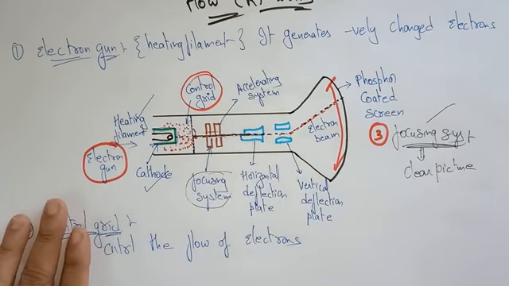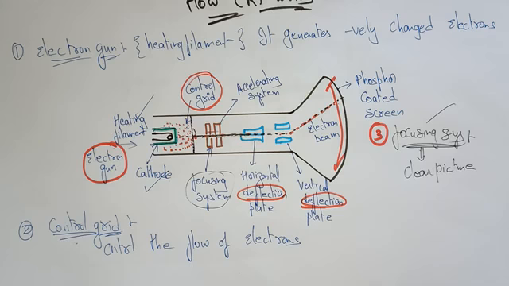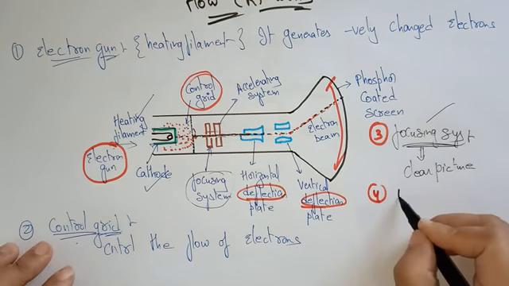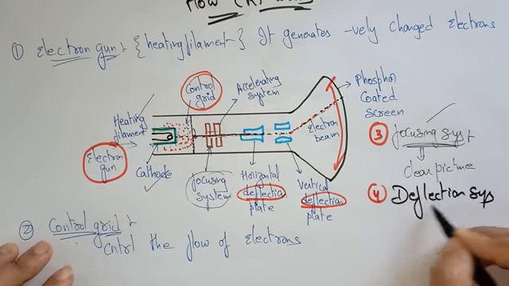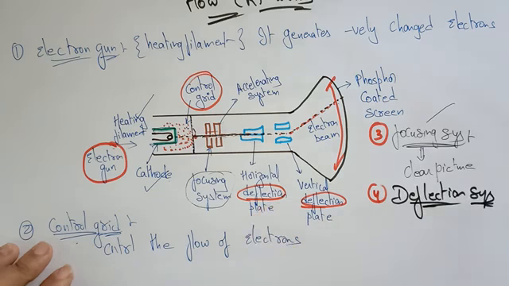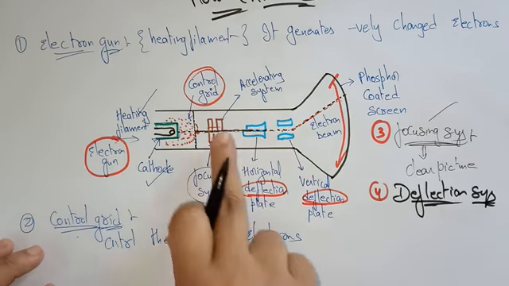Now coming to the next component. The next components are deflection plates, the horizontal and vertical deflection plates. So what is the role of these deflecting plates? Let me write. Let me call it a deflection system, because it consists of the horizontal deflection plates and the vertical deflection plates. So the deflection system controls the direction of the electron beam.